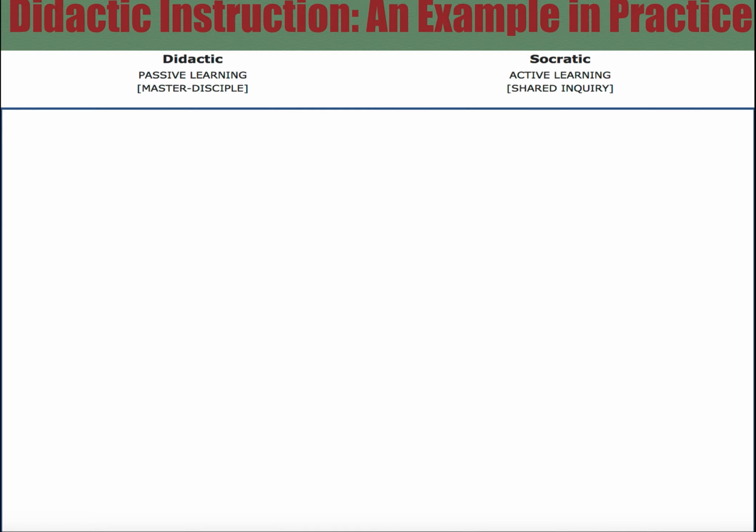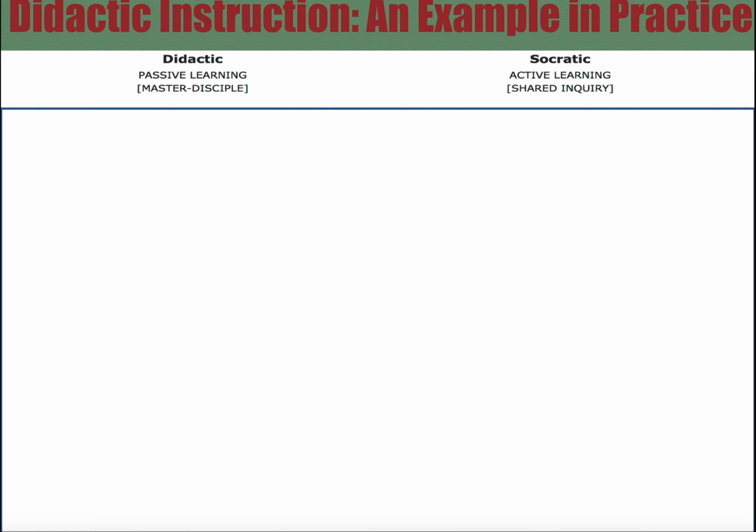Now we're going to look at another approach or strategy used in perennialism. This is called didactic instruction. And the way that would work is you'd have students follow a more directed instructional approach. So I'm going to give you an example of that.